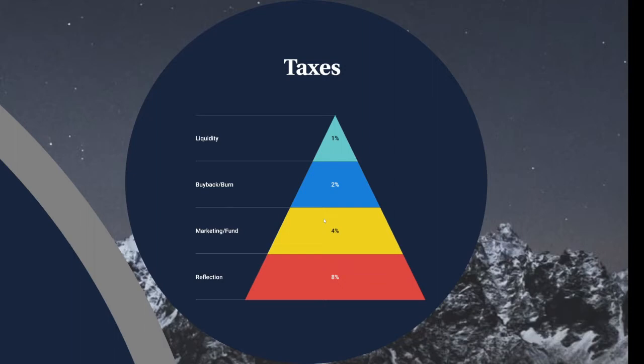8% of the taxes are used for BUSD reflections. This is a stable coin. You can do with your reflections whatever you want. They are not tied to our project.